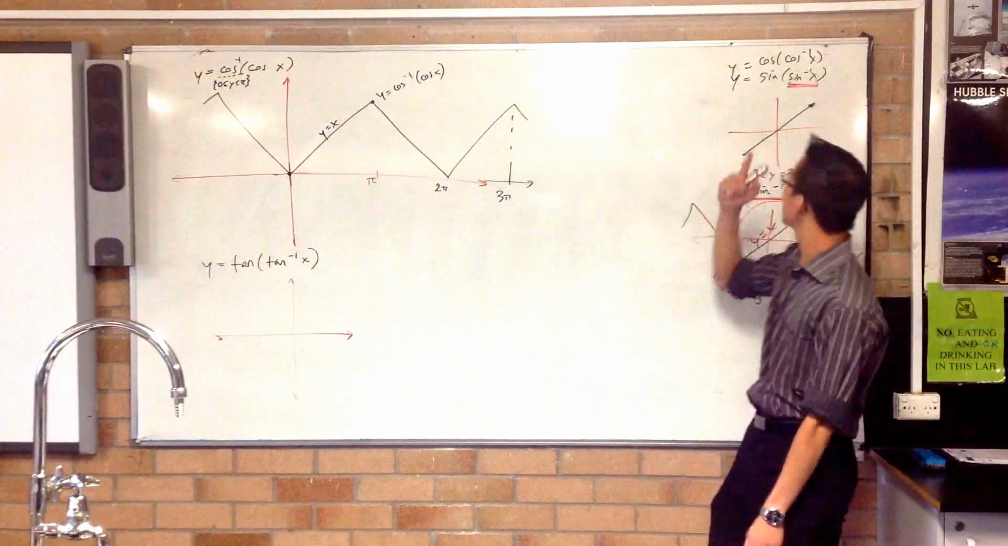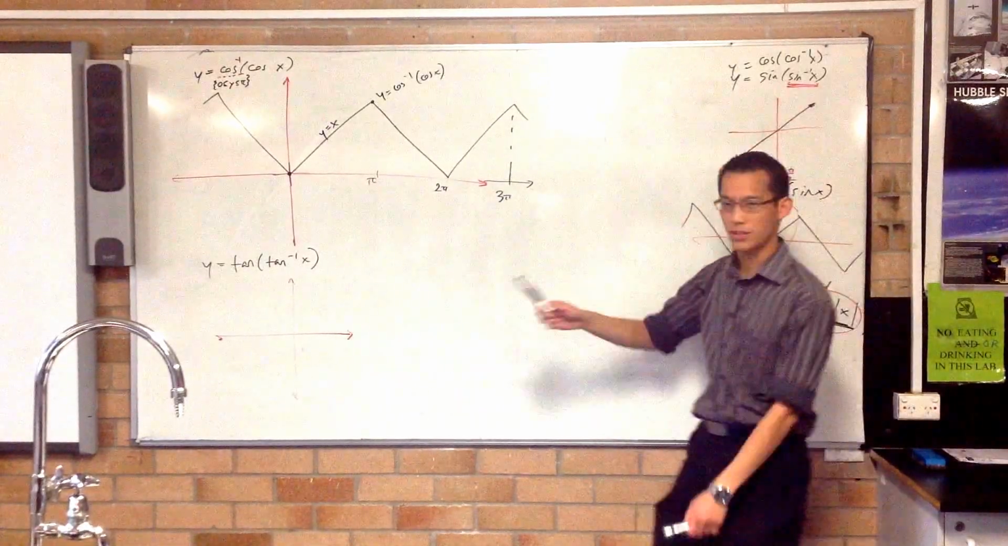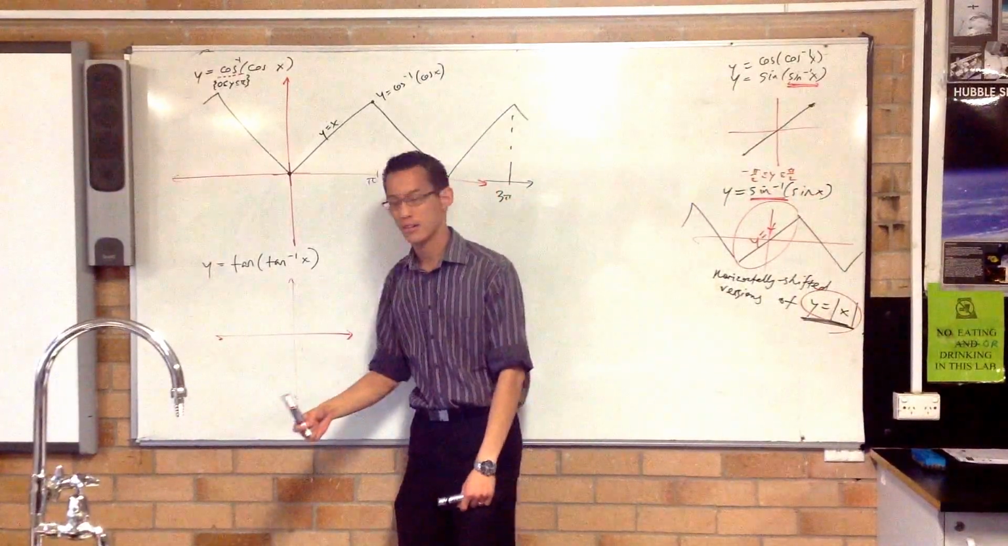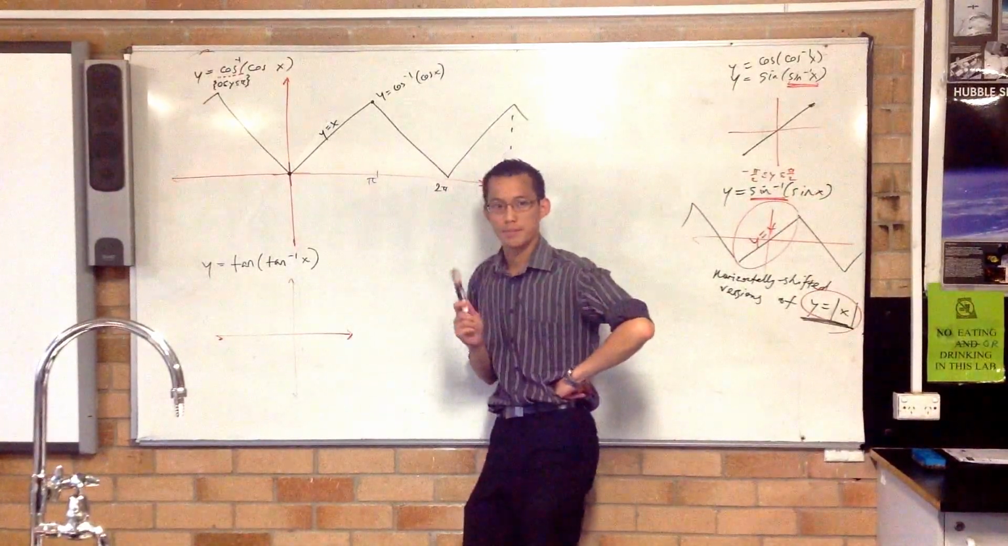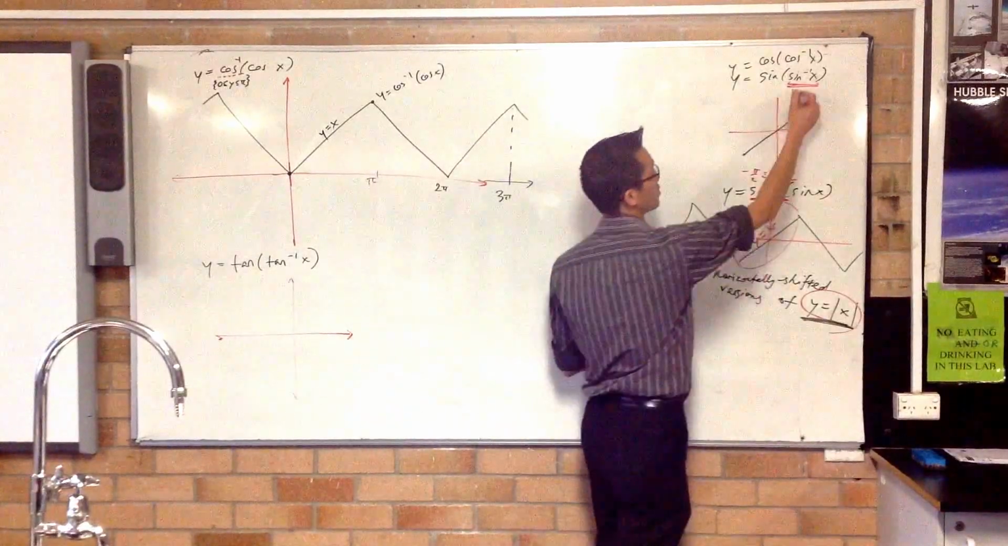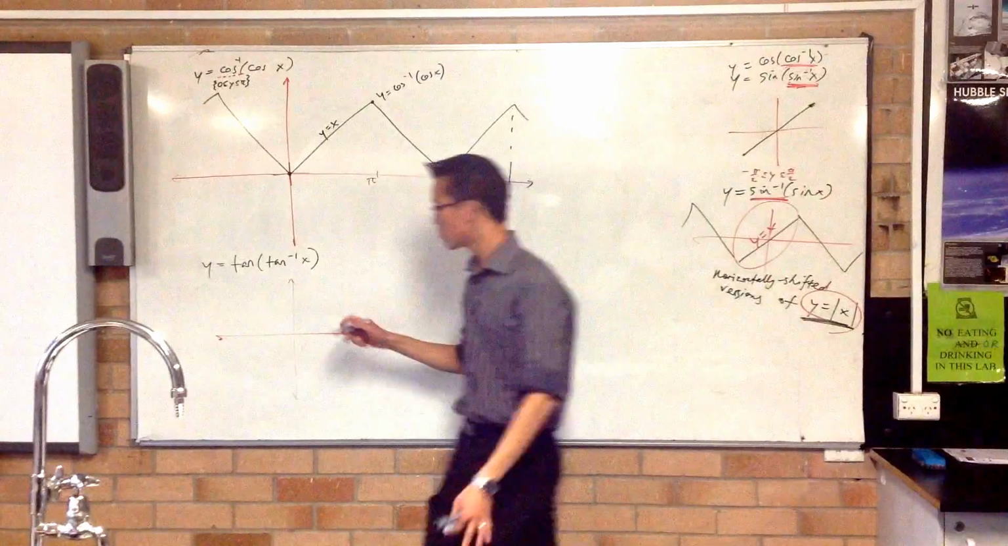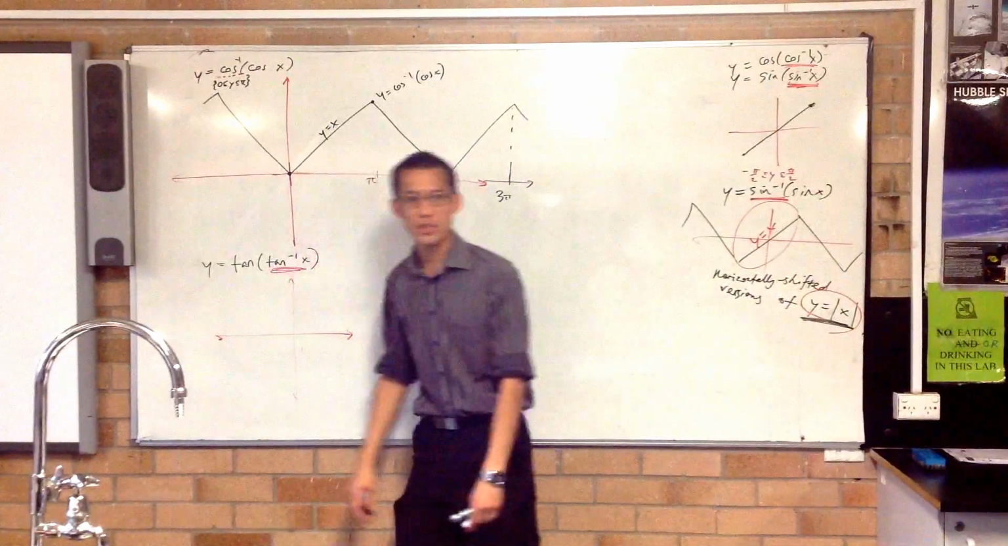Well, when we did sine inverse, we just got the line, okay? When we did cos inverse, we got the same line. They were both restricted, right? Because this was restricted and this was restricted. So, what's the restriction on tan inverse of x? What's the domain restriction?